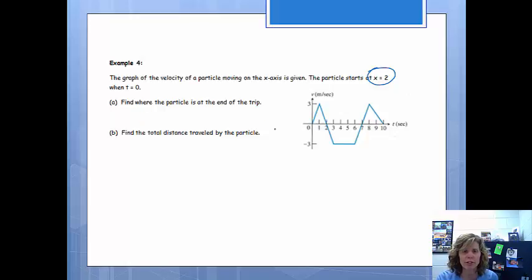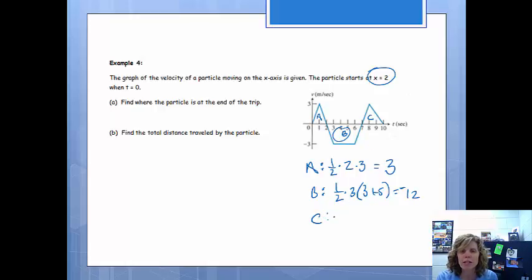So to get where the particle is at the end of the trip, I'm going to call these regions A, B, and C. For A, the area would be 1/2 times the base times the height, so that area is going to be 3. For B, it's a trapezoid: 1/2 times the height, and the height of that trapezoid is 3, times the sum of the bases, 7 plus 5, which is 12. However, this is below the x-axis, so we're going to have to give it a negative.